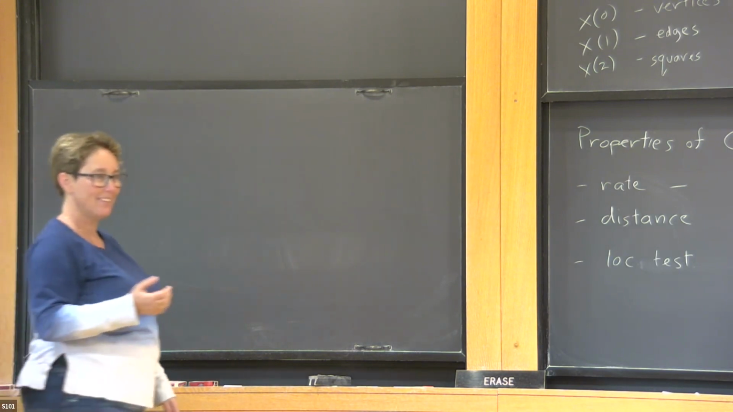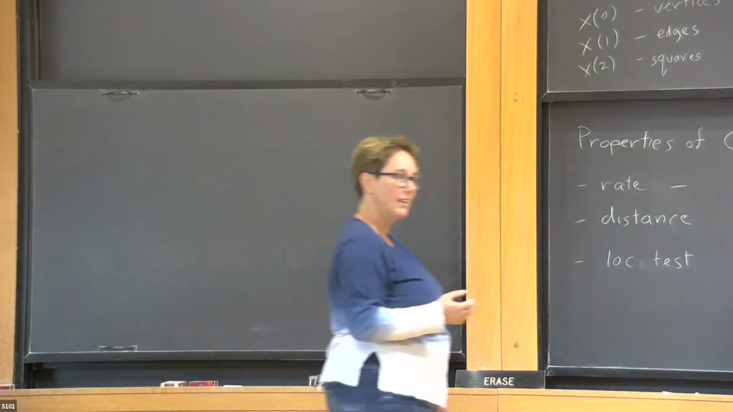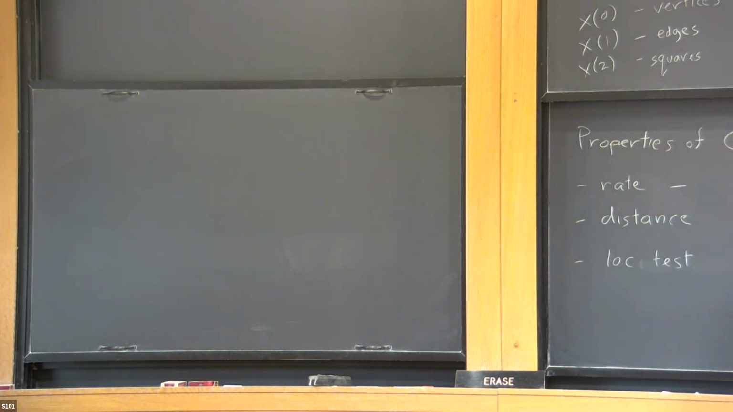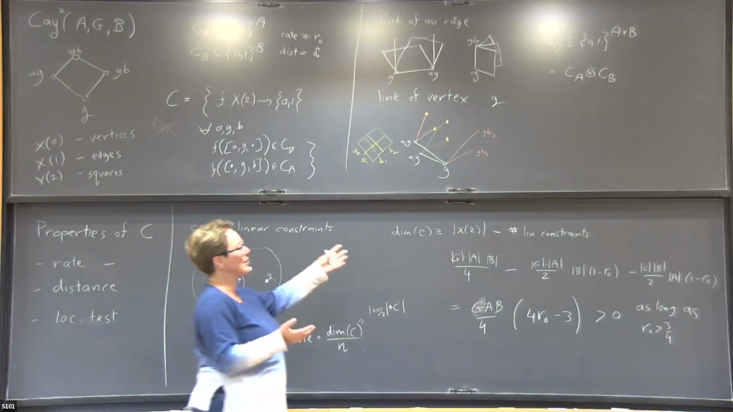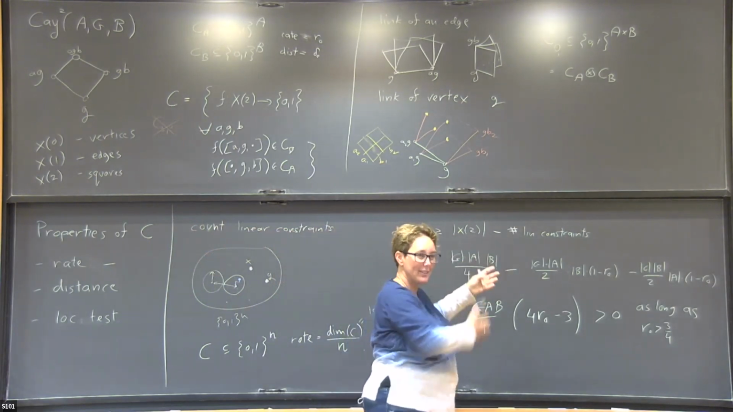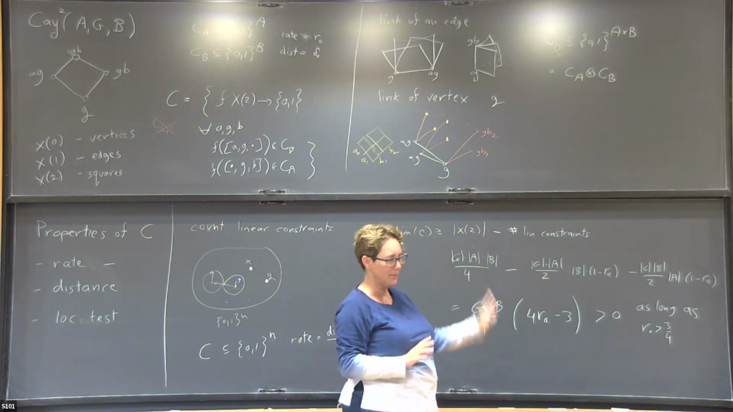So trying to understand, did you really use the tensor code to get the distance? Not really. This argument is really just like the Sipser-Spielman argument for distance, specialized to this case. Don't need the tensor code here at all.